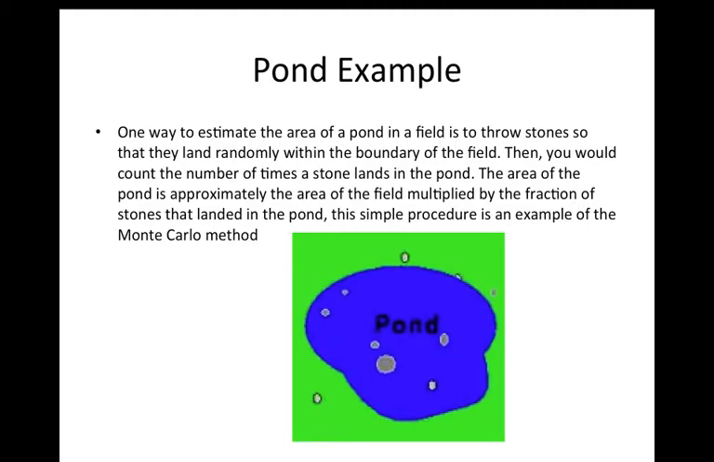Here's an example. One way to estimate the area of a pond in a field is to throw stones so that they lie randomly within the boundary of the field. Then, you would count the number of times a stone lands in the pond. The area of the pond is approximately the area of the field multiplied by the fraction of stones that landed in the pond. This simple procedure is an example of the Monte Carlo method.